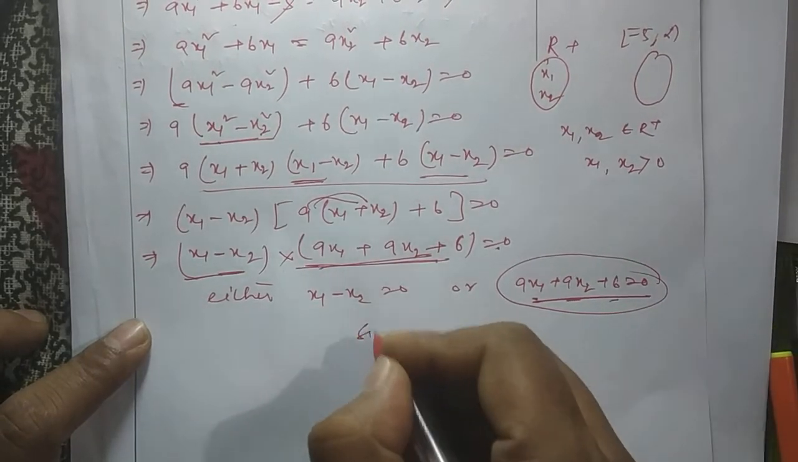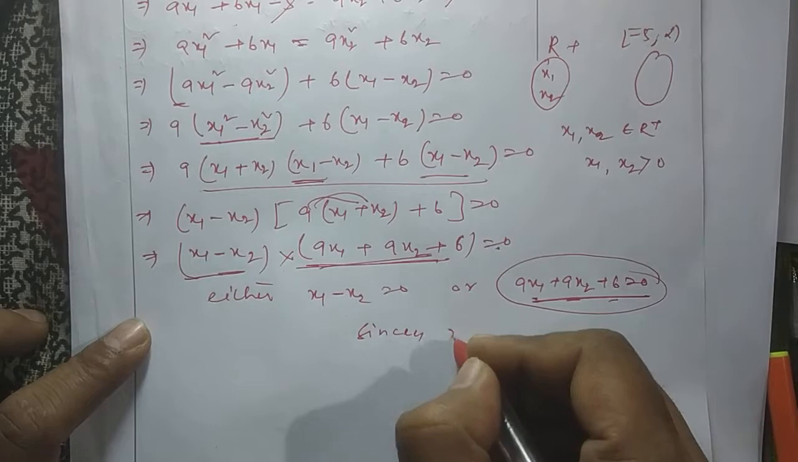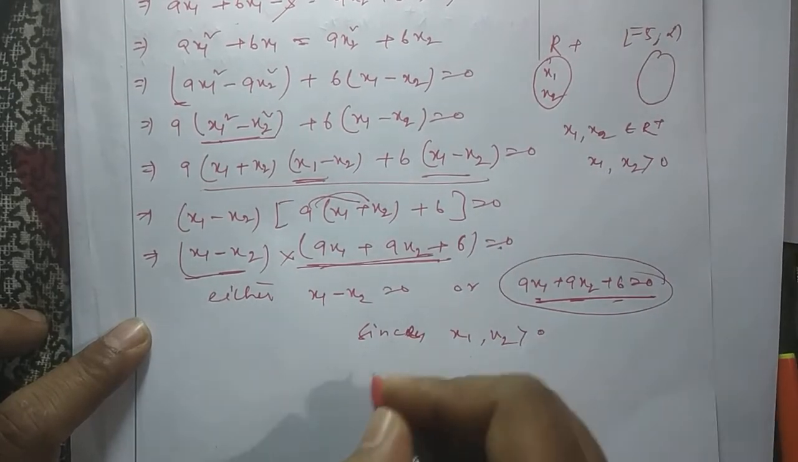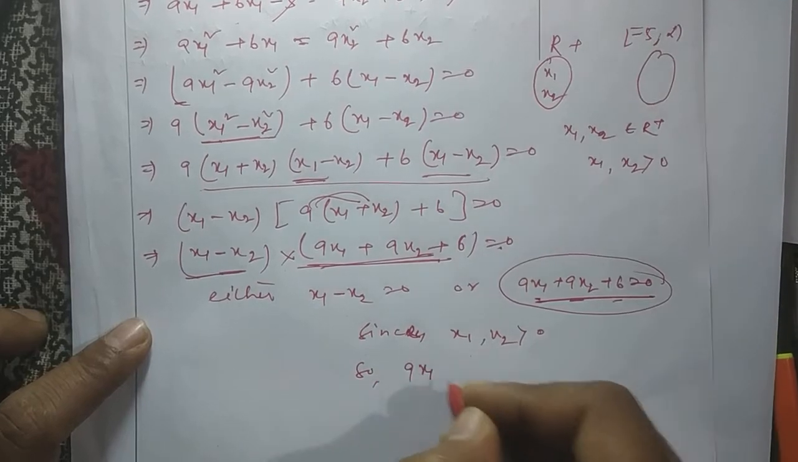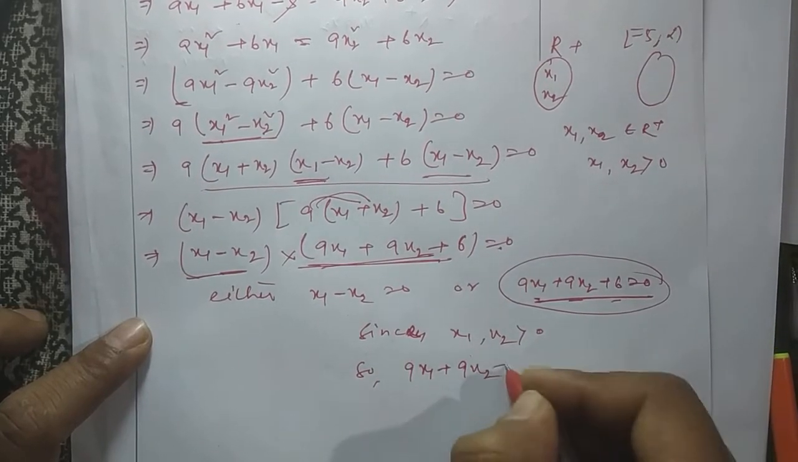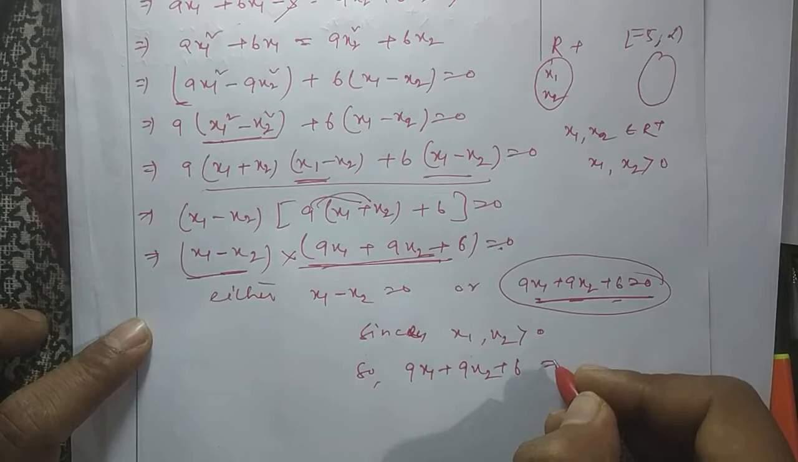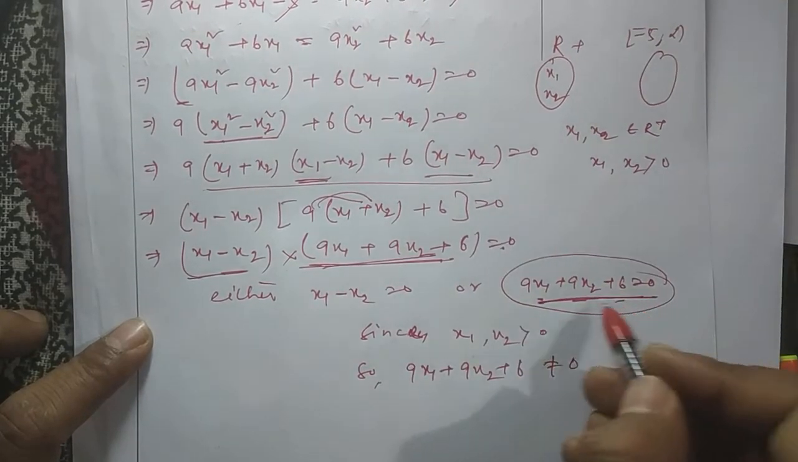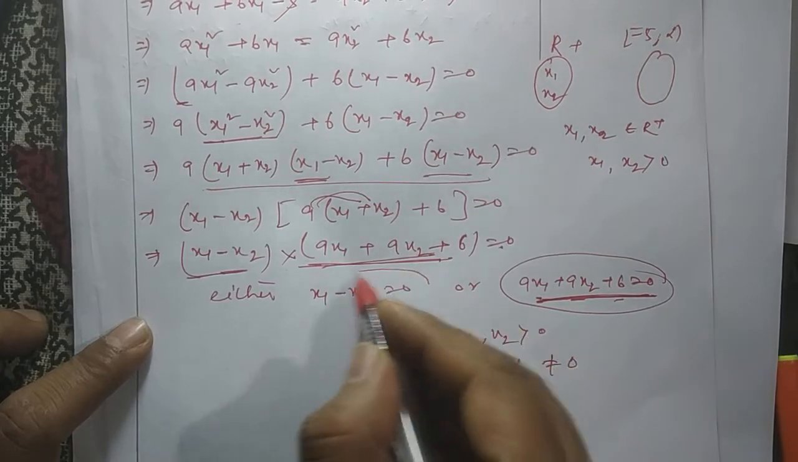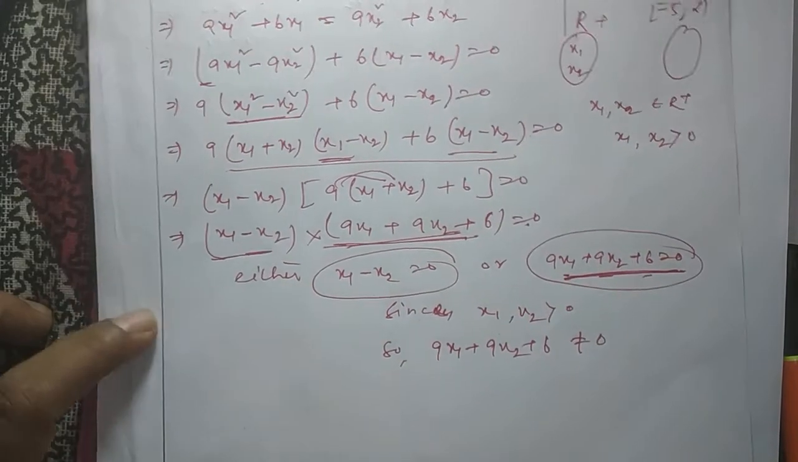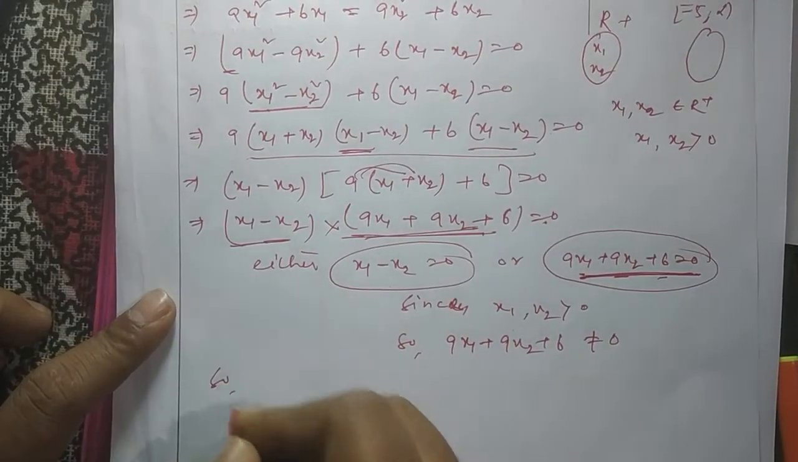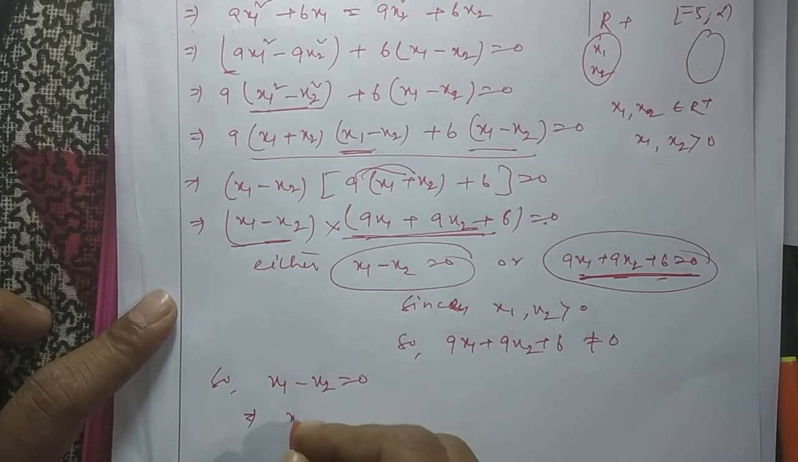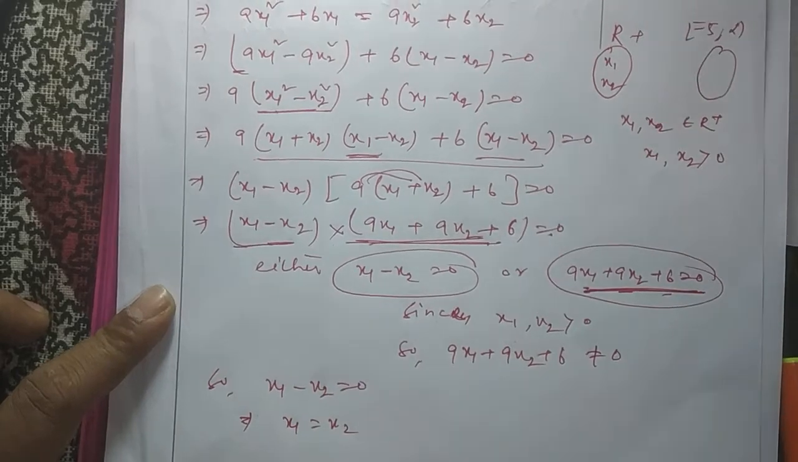So write, since x1, x2 are positive, this term 9x1 plus 9x2 plus 6 can never be 0. So it is confirmed here that this term is not 0. That means obviously the other factor will be 0, right? So we can claim x1 minus x2 equals 0, meaning x1 equals x2.